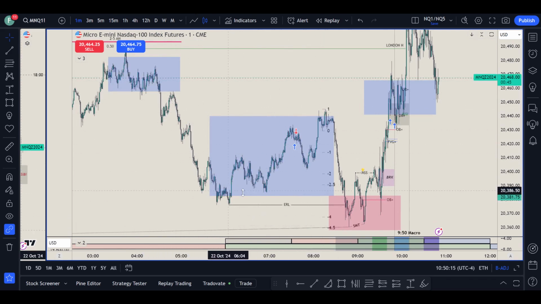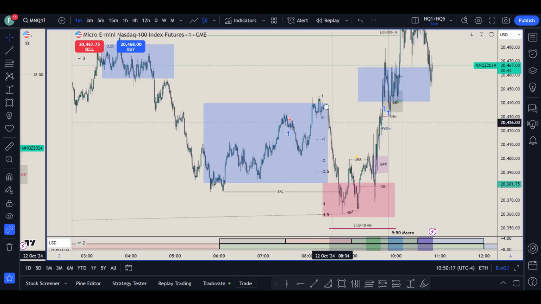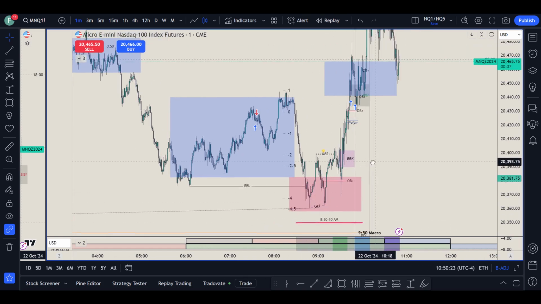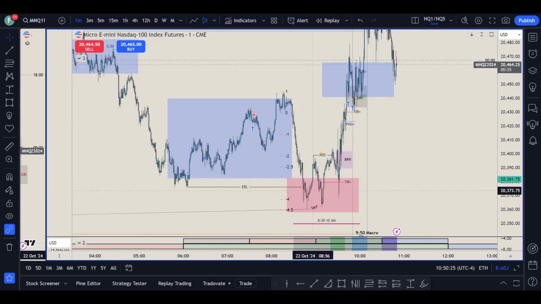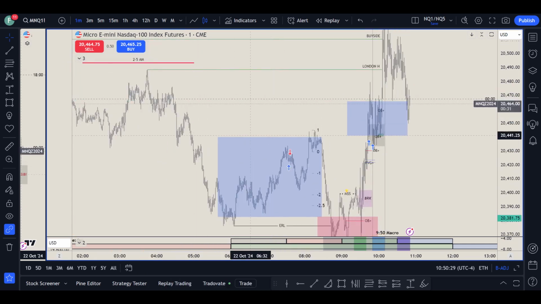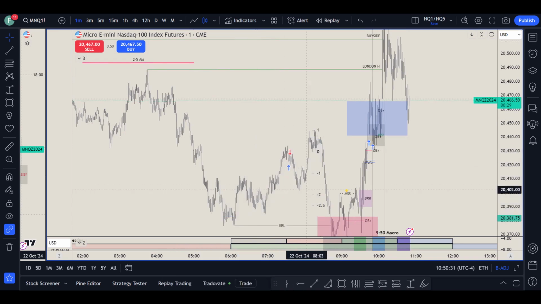Price just accumulates here again, and we push lower, forming SMT with time-based liquidity. Okay, so time-based liquidity, SMT, and then we start to see these bullish confirmations here. Okay, so this is a market maker buy model, and that was the model I was trading here.